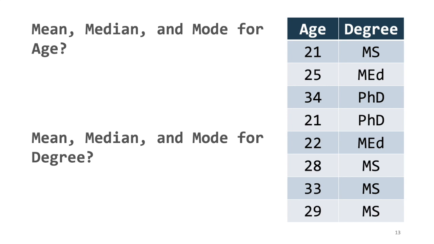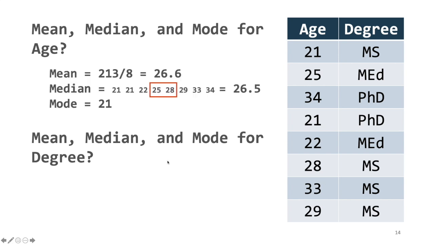So mean, median, and mode for age. Age looks like a continuous variable. It's just numbers that look like they range from 21 to 33. So the mean is going to be just summing them up. If you sum them up, you get 213. And how many are there? 1, 2, 3, 4, 5, 6, 7, 8. So you divide by 8. So the average age is 26.6.